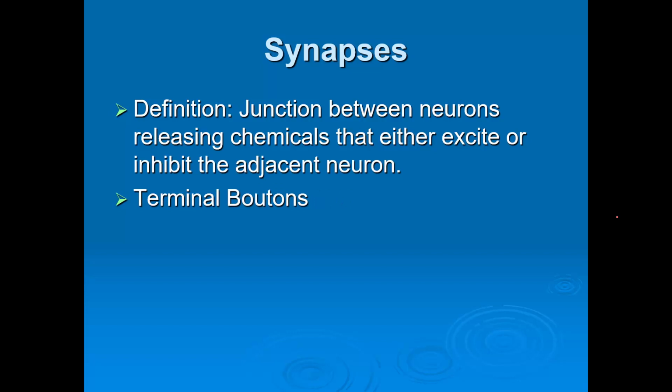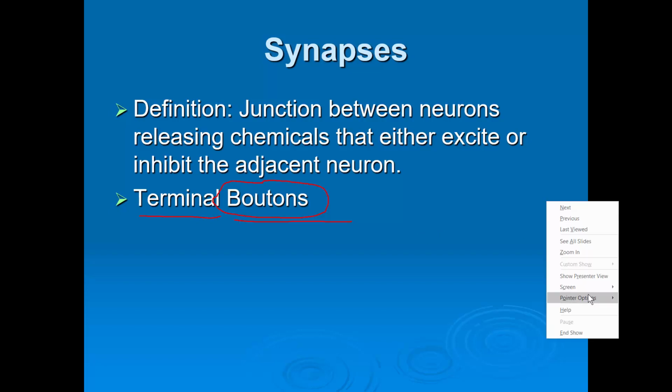At the end of the axon, remember the axon's kind of like the tail of the neuron, there are these branch tips called terminal buttons. Now notice this word is spelled kind of funny, terminal button, because it does come from the French language. Terminal meaning at the end, and buttons, of course, meaning round. So these are round bulges at the end of the axon, which, as it turns out, contain chemicals.